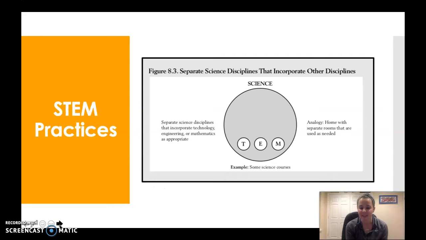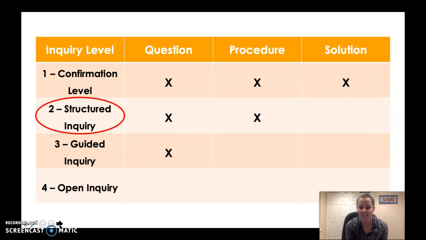This activity follows the separate science disciplines that incorporate other disciplines' STEM perspective. This is a science activity that also incorporates technology. This activity is a structured inquiry. The question and procedure will be provided to the students. The solution, or what are the key characteristics for each state of matter, solids, liquids, and gases, will be formulated by the students from their observations throughout the activity.